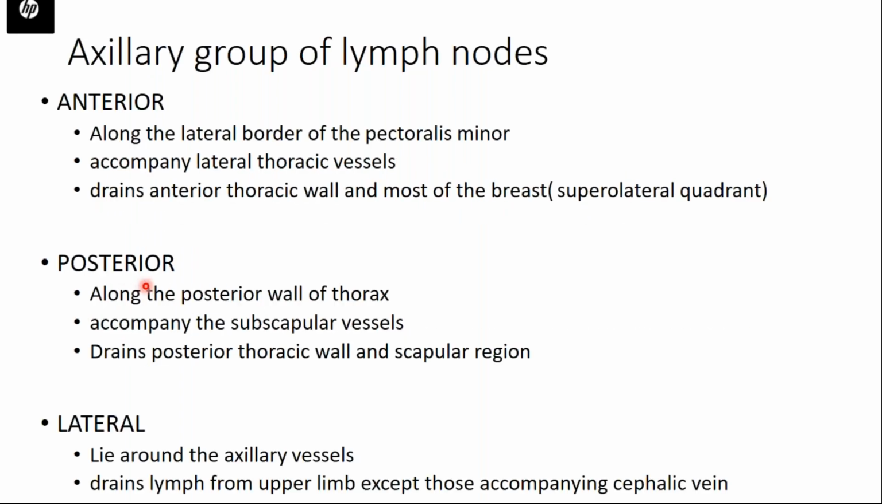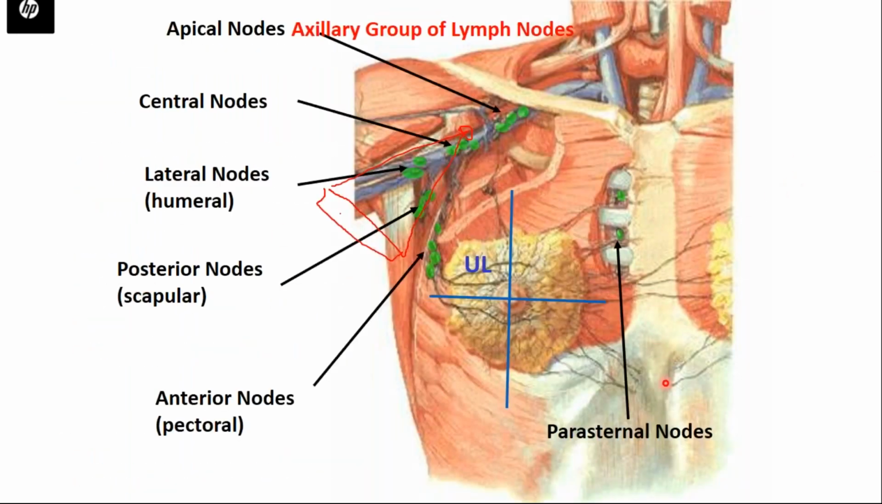What is this parasternal? Parasternal means it is parallel to the sternum. You know the sternum bone? It is parallel to the sternum. So from the axilla, the upper lateral and lower lateral go to the axillary group of lymph nodes. But a small portion along the medial side goes into the parasternal group of lymph nodes. And sometimes these lymphatics go to the opposite side breast also.